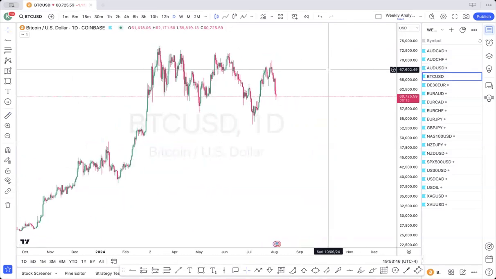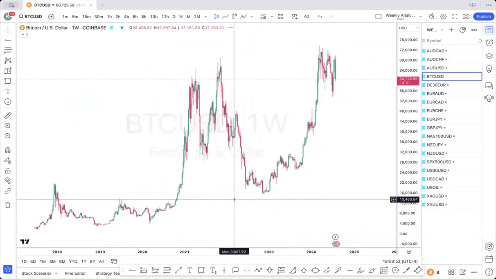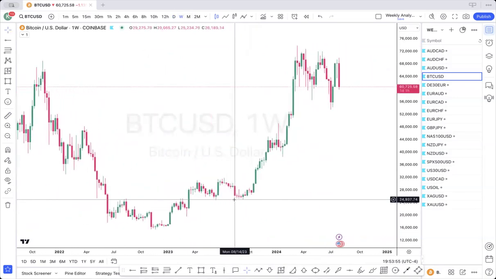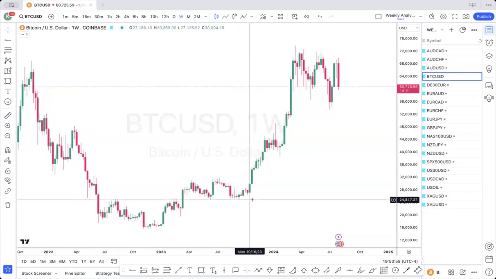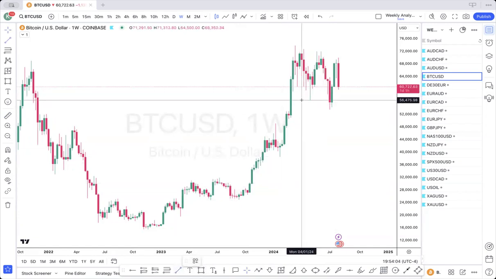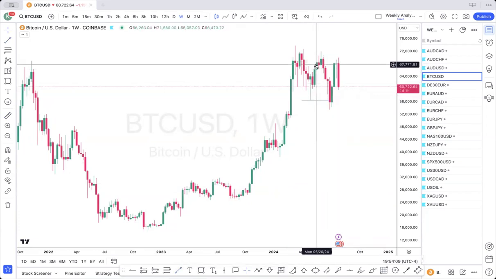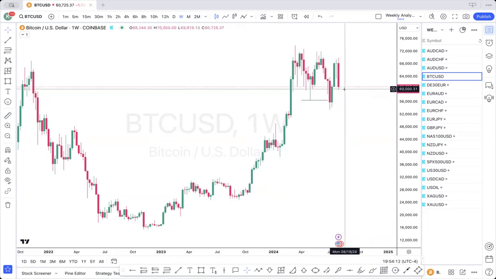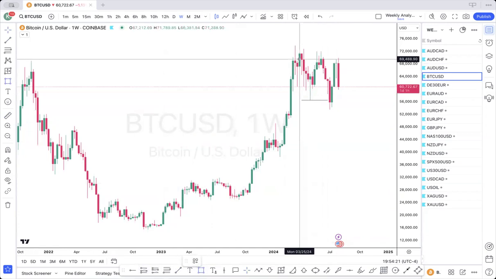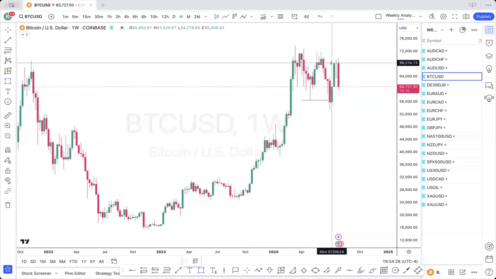Oops, I missed a whole Bitcoin. For Bitcoin, based on the weekly, we had a break here. Price pulled back to the supply zone and then gave us a bearish order block. So my thought is, and I'm just going to mark up the zone that's close to price. I'm just going to mark up this zone here.